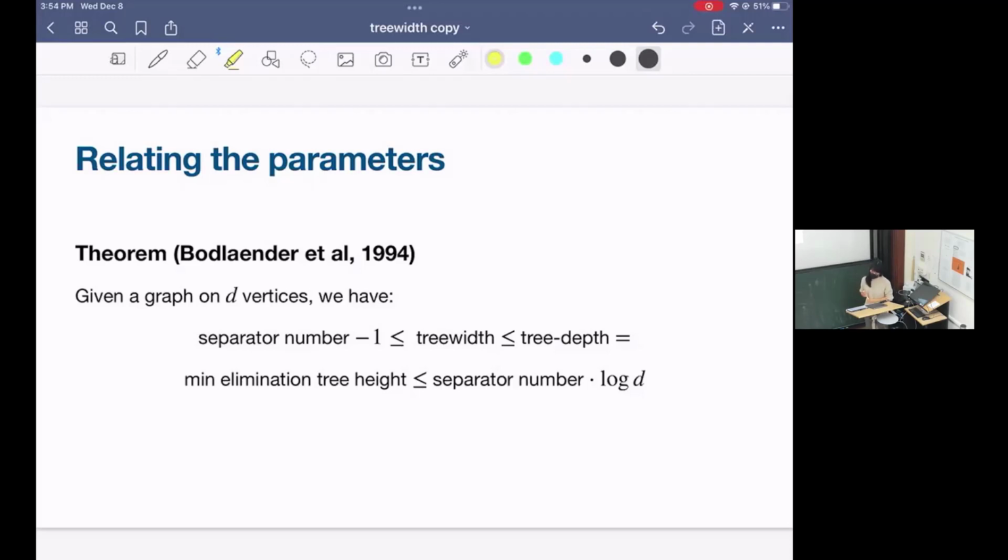Here, tree depth is actually exactly the same as the minimum elimination tree height. That's how it's defined in the definition of tree depth already. For example, in order to relate treewidth to the separator, we know that if you have a tree decomposition, you can find a bag in the tree decomposition that separates your graph into balanced subgraphs. Since the bag sizes are bounded by the treewidth, you get that the treewidth is an upper bound on the separator number, minus 1.